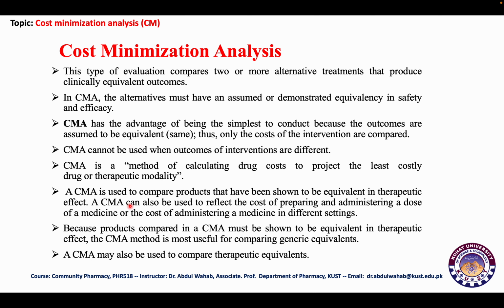A cost minimization analysis can also be used to reflect the cost of preparing and administering a dose of a medicine, or the cost of administering a medicine in different settings. Different settings means inpatient and outpatient settings. Because products compared in cost minimization must be shown to be equivalent in therapeutic effect, the method is most useful for comparing generic equivalents. It may also be used to compare therapeutic equivalents.